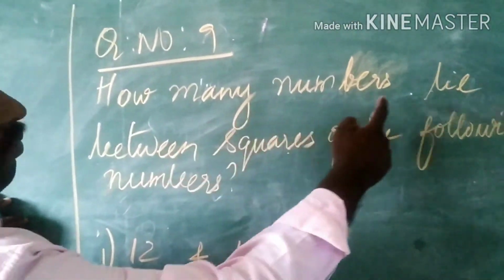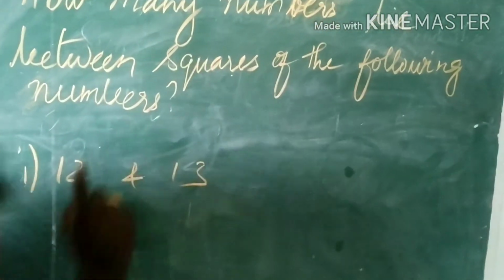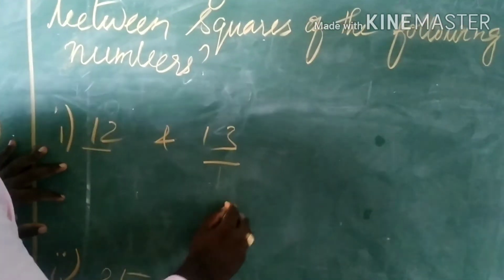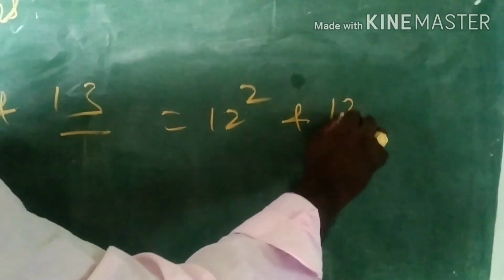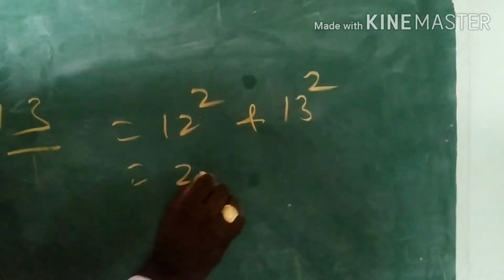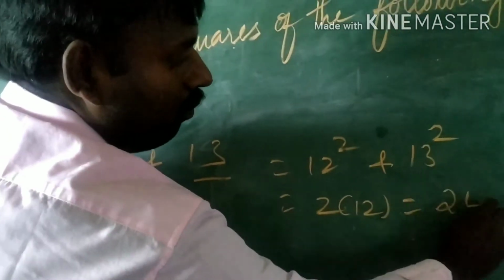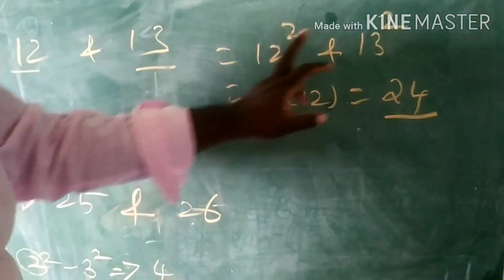How many numbers lie between the squares of the following numbers? 12 and 13. Both are consecutive numbers. So between 12 square and 13 square, how many numbers? 2 into the first number 12, which is 24. So 24 numbers exist between 12 square and 13 square.